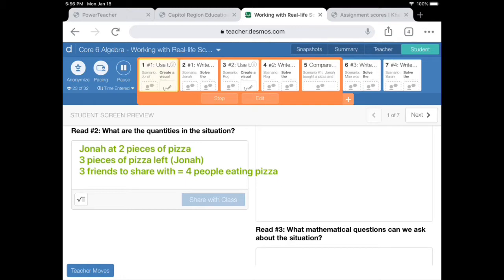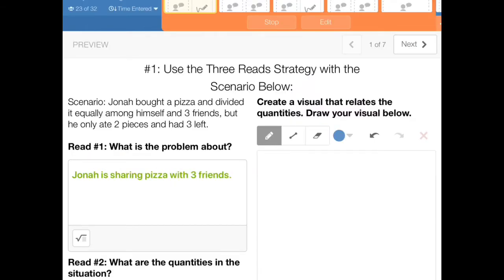Okay? The next thing we're going to do is try to represent this visually. So we want to create some kind of visual that relates our quantities. So we have this pizza. This is what I'm thinking of first. Let's see, I have this pizza. It is split between Jonah and his 3 friends, so it's split 4 ways. And this is Jonah's piece. And then of all of this pizza, he is going to eat 2.